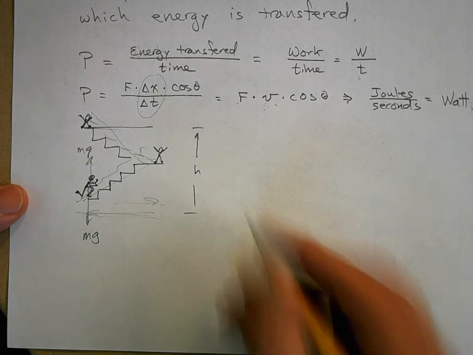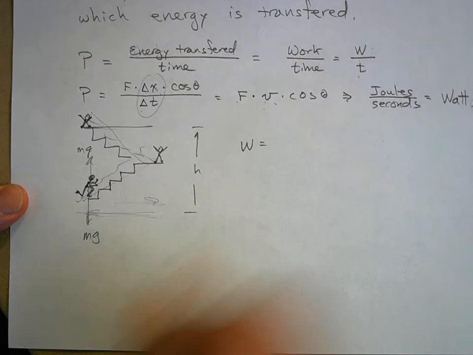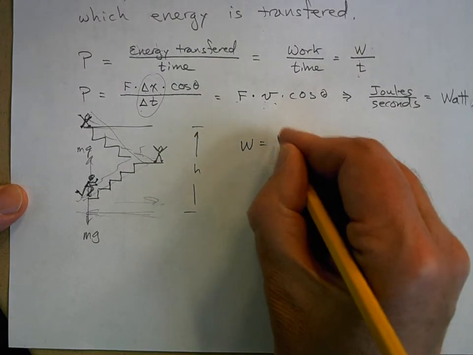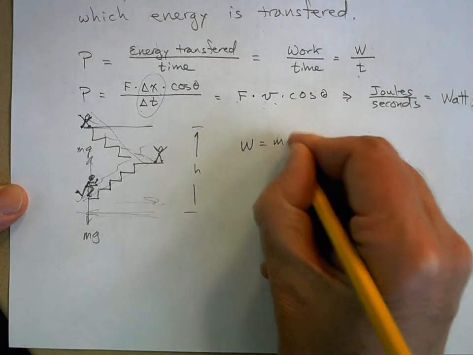So how much work did you do? Well, the work that you did is equal to the gravitational potential energy you gained. That's going to be mgh.